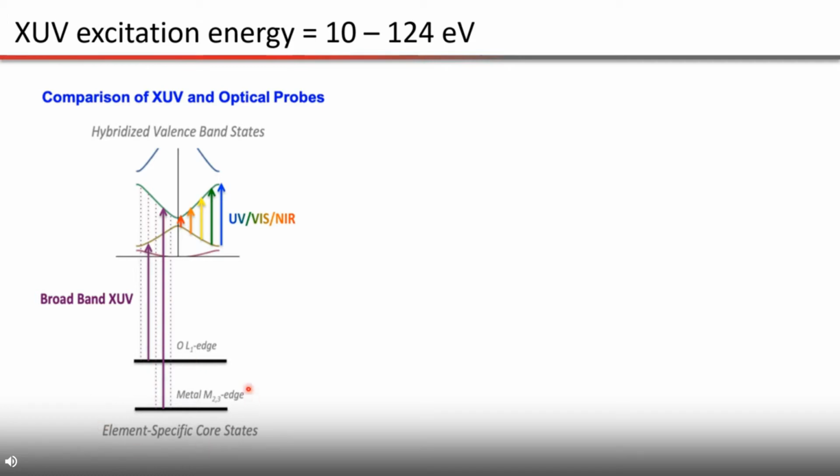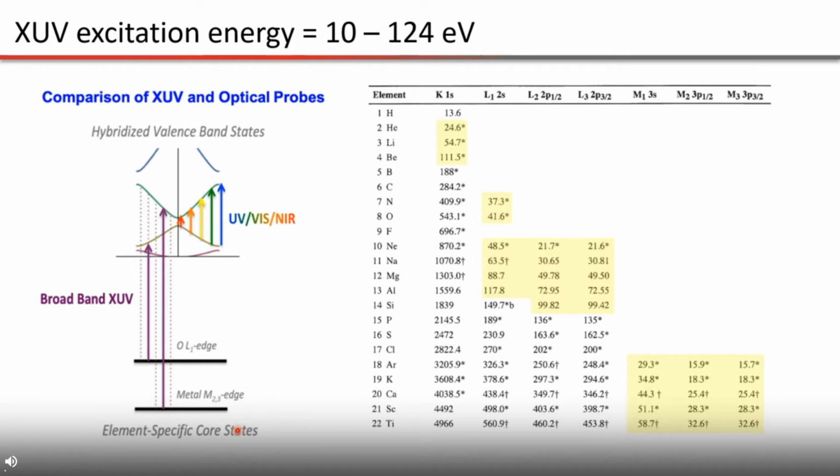We'll look at something like a metal M edge or an oxygen L edge, which would be like our 3p or our 2s states in these specific cases, and we'll excite into our most valence state, so maybe a metal 3d state or an oxygen 2p state. So these energies, again, will be essentially an element-specific tag. And when we look at the specific excitation energy for this XUV window, we actually have many orbital edges that we can probe across the periodic table.